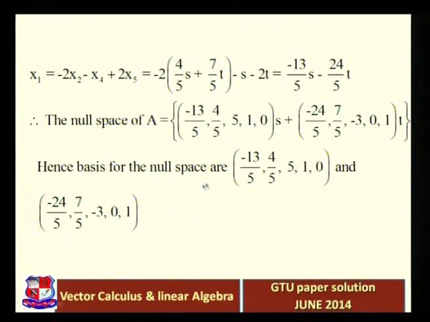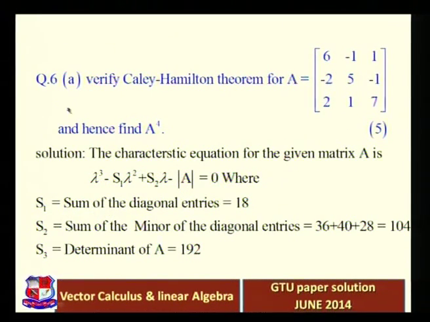Hence the basis for the null space is (minus 13 by 5, 4 by 5, 5, 1, 0) and (minus 24 by 5, 7 by 5, minus 3, 0, 1). Clear? So this question is complete. Now this is exactly the basis for the null space of A, which is exactly the orthogonal basis for the orthogonal complement of W, which is spanned by these 5 vectors given in the example. So next question, question 6a.